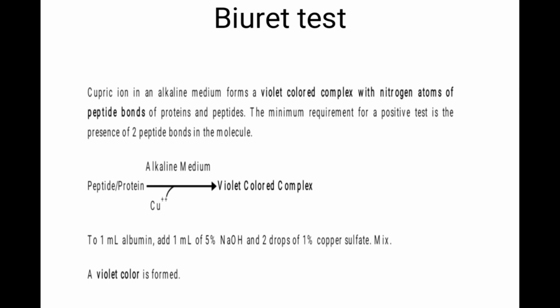The biuret reaction is: 1 ml of albumin, meaning egg albumin protein. You have to add 1 ml of 5% sodium hydroxide to make the condition alkaline, and 2 drops of 1% copper sulfate, CuSO4. You get violet color. The actual reagent color of biuret is blue, so after the reaction you get violet color.